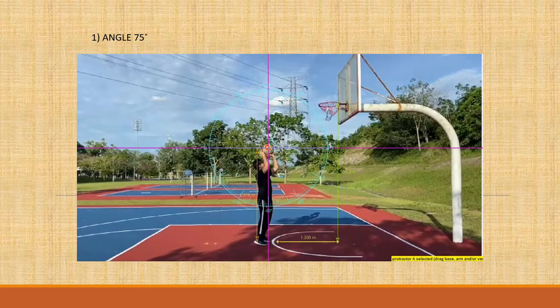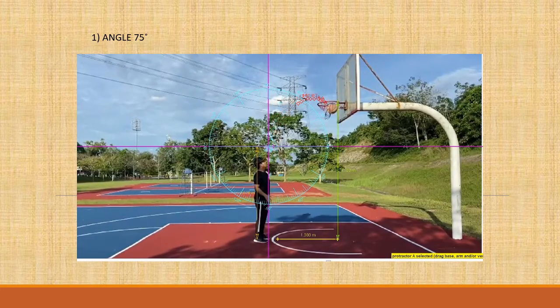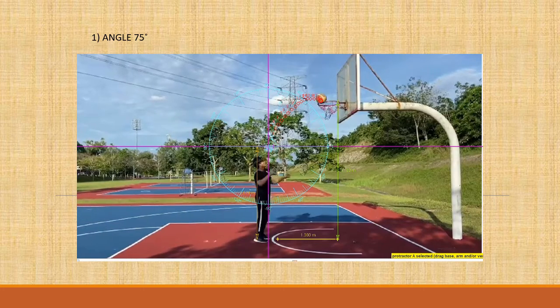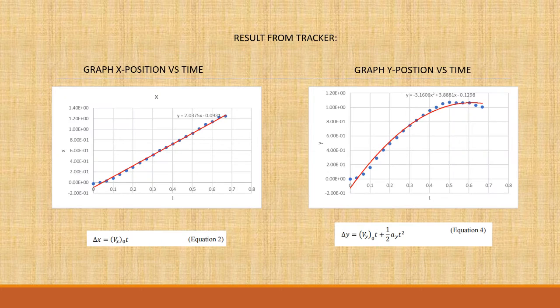So this is our first angle. We use 75 degrees. Right, so as we can see, this red dot is the path of the ball, the path of the projectile motion. Okay, so this is the result from the tracker.